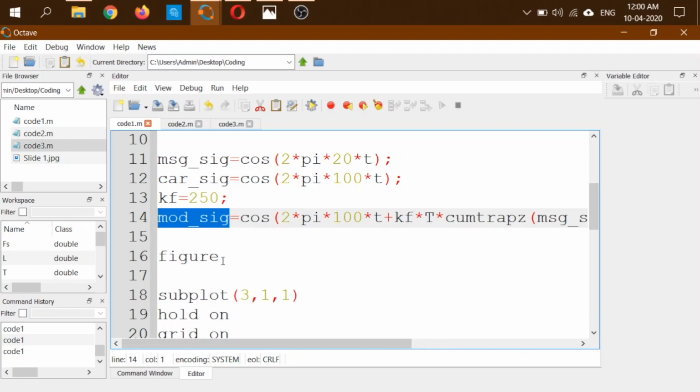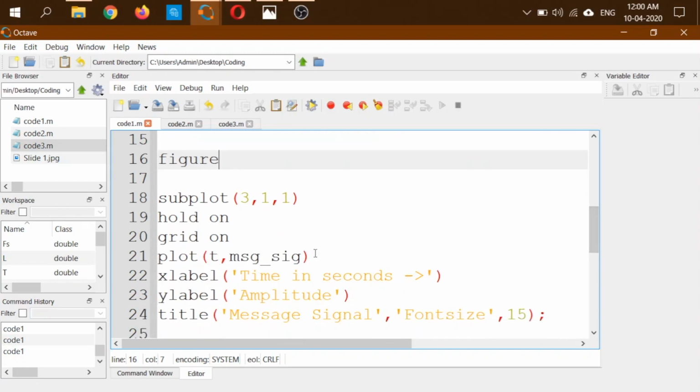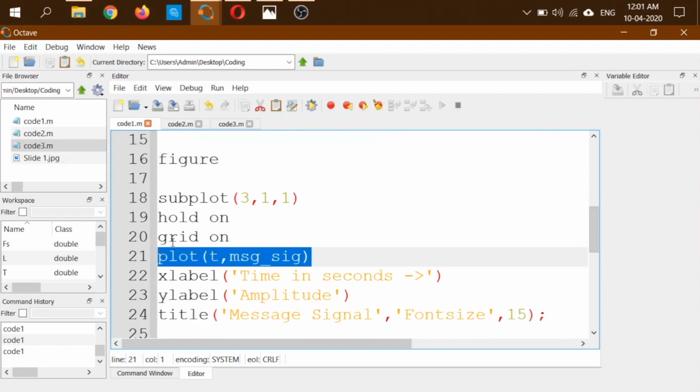And you already know how to plot figures in MATLAB. So the figure is plotted here, and the main command through which you have plotted various signals is plot T, message signal. The rest of the arrangement is made to bring 3 tiles on your final figure window.